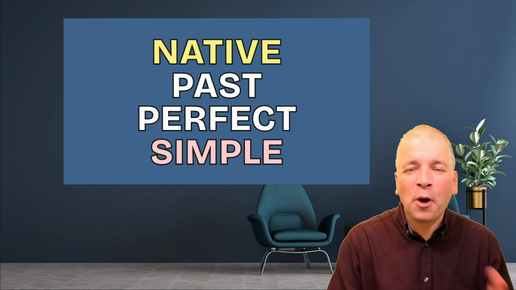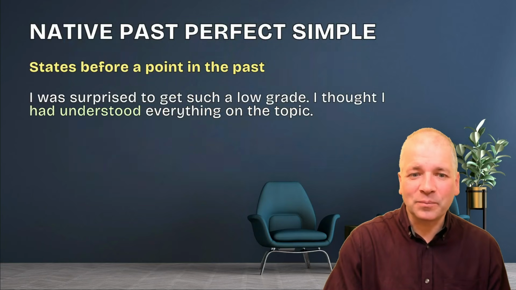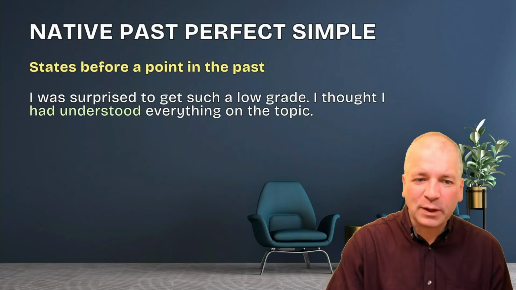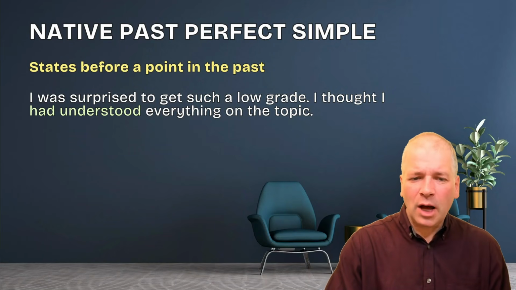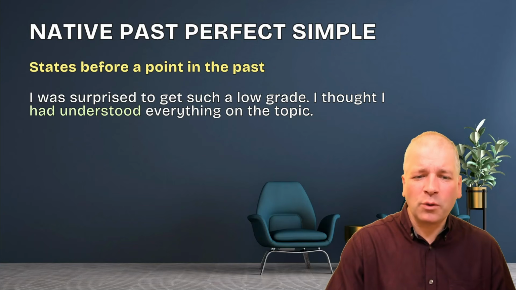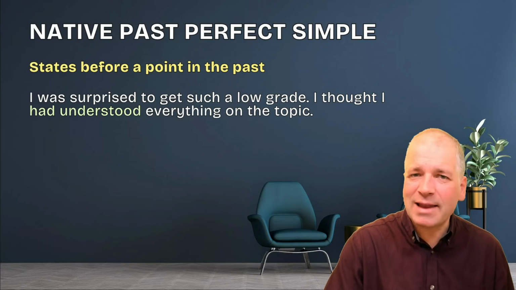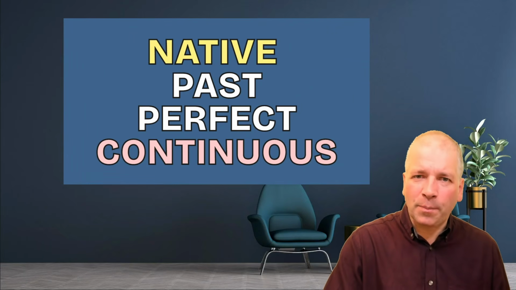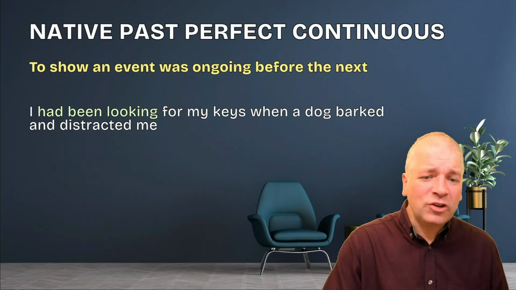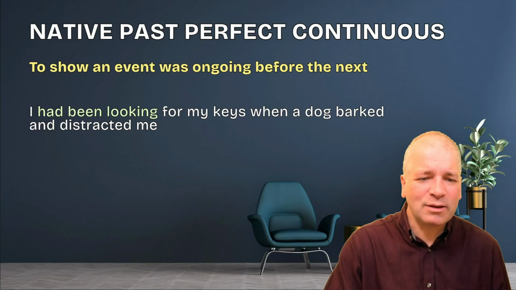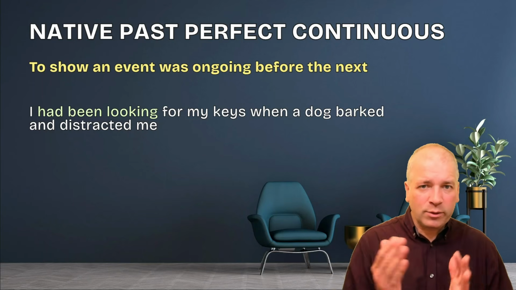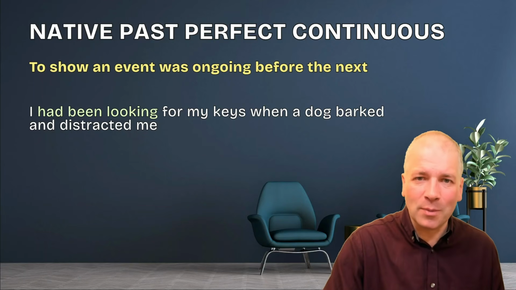Now for the past perfect at the native level. We use the past perfect simple for states before a point in the past. I was surprised to get such a low grade. I thought I had understood everything on the topic, not had been understanding. With the past perfect continuous, we show an event was ongoing before the next. I had been looking for my keys when a dog barked and distracted me. So this looking was ongoing up to that moment.